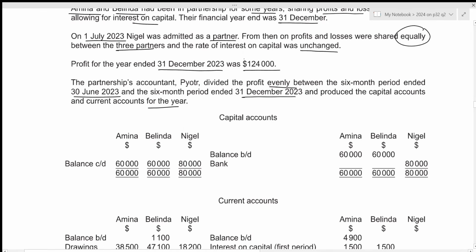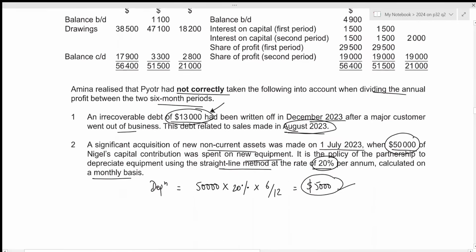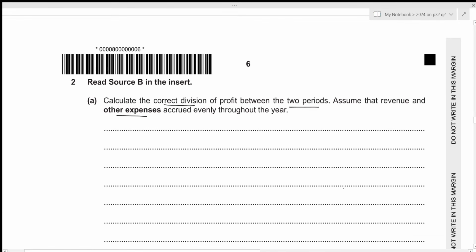Alright, let's start with our profit. So the initial profit was 124,000, but for the first half of the year, the 18,000 expenses has not yet been incurred, which means that the profit for the first half of the year, so profit for January to June will be 124,000.